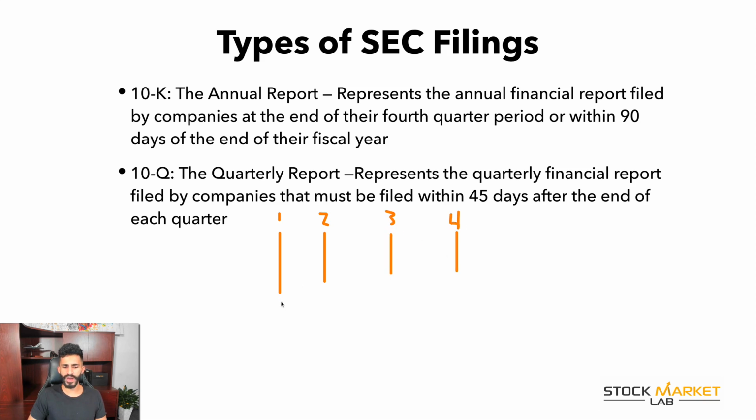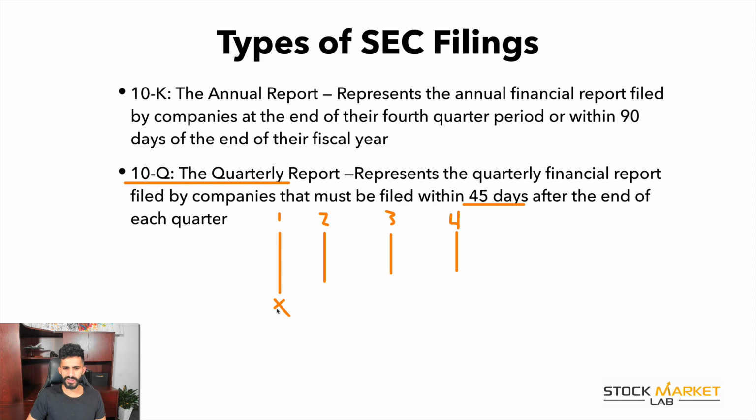After each quarter ends, when a company's quarter ends, they have 45 days to file the 10Q. So basically, they have 45 days to file or showcase their earnings. Now, there are certain times a company needs more time. They file an extension, which is totally okay. But typically, they have 45 days to report their earnings after each quarter.